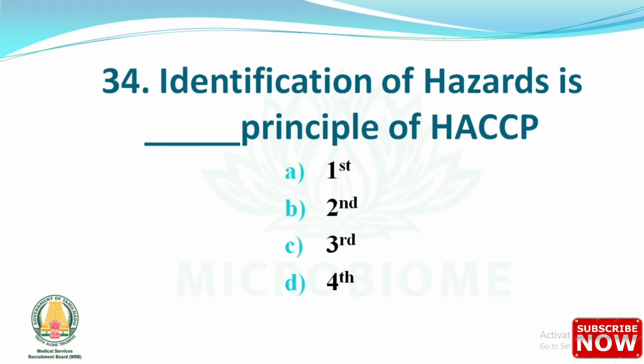And next, identification of hazards is dash principle of HACCP. The options, first, second, third and fourth. The right answer, option A, first.